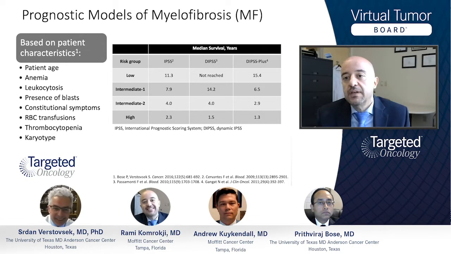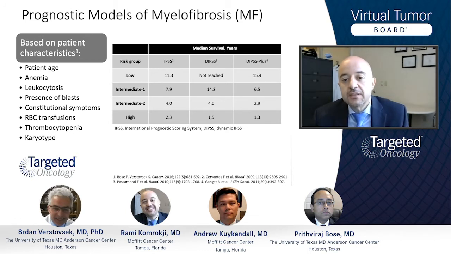or the dynamic IPSS plus. And all of those will weigh on clinical factors such as the patient age, the anemia, the leukocytosis, presence of blast, constitutional symptoms. And some of them, in addition, like the DIPSS, will allow for more weighing on the anemia, the blood cell transfusion, and the DIPSS plus will account for the thrombocytopenia as well as the karyotype.